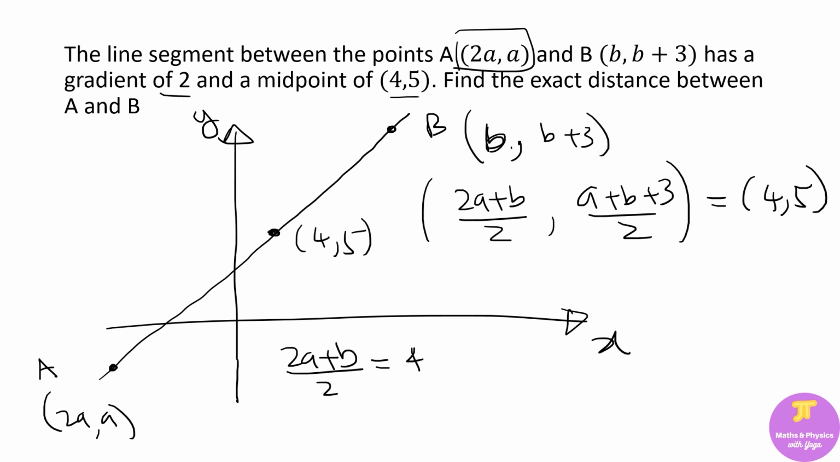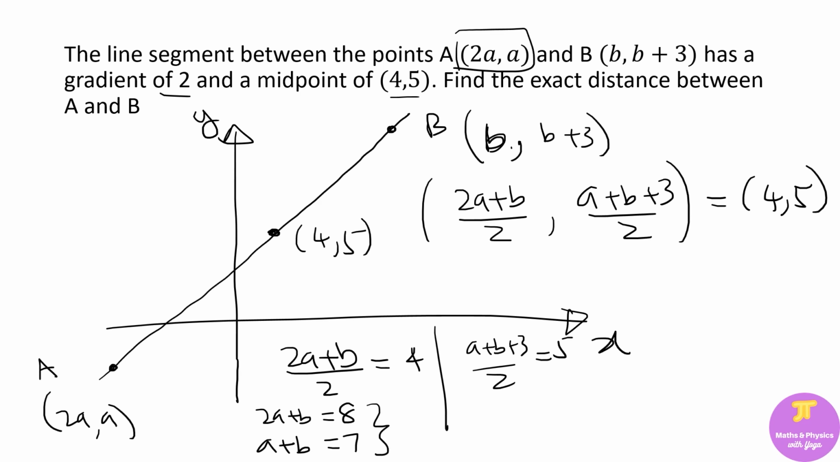The first is equal to 4, which means 2a plus b equals 8. Now the second: (a plus b plus 3) over 2 is equal to 5, which means a plus b equals 7. So we have two equations. If you solve these two simultaneous equations, you will find that a equals 1 and b equals 6. So we found a and b.